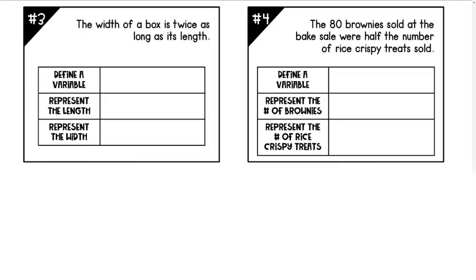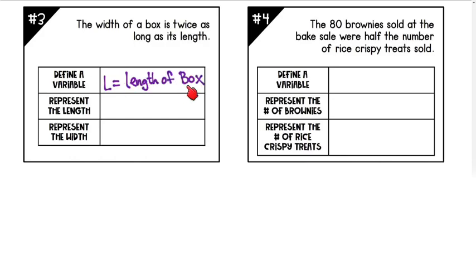So breaking these things apart, we go through and look at number 3 here. It says that the width of a box is twice as long as its length. So I need to define a variable, I need to represent the length, and I need to represent the width. So looking at this scenario, I could define any variable I want. I'm going to go ahead and define the variable L. And L is going to stand for the length of the box.